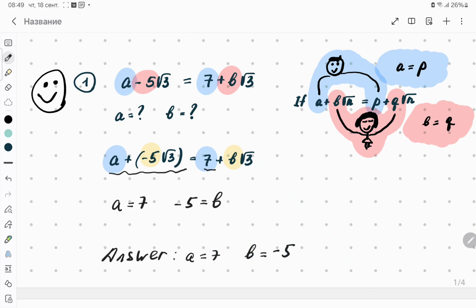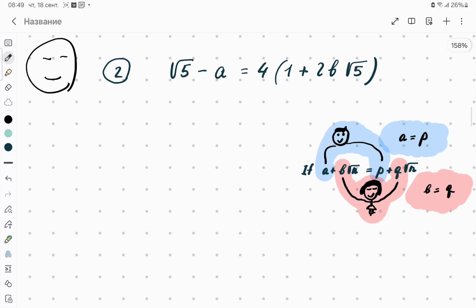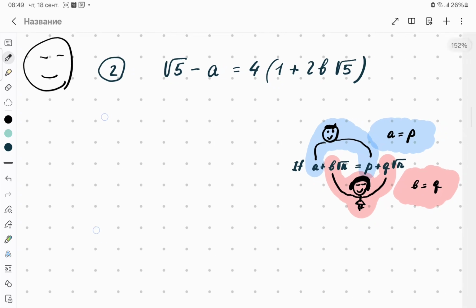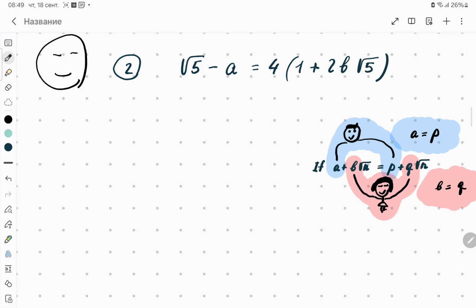Okay, let's turn to the next question, question number 2. Here we have to equate two sides and find a and b. To find a and b, we have to simplify the right hand side and left hand side. Let's write the left side in the form minus a plus square root 5, and on the right side we're just opening the brackets: 4 plus 8b square root 5.